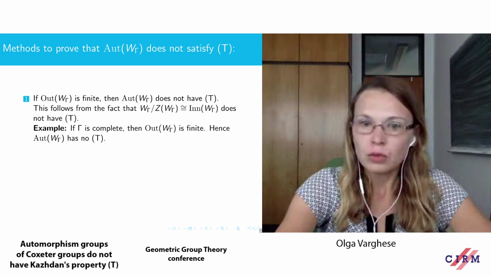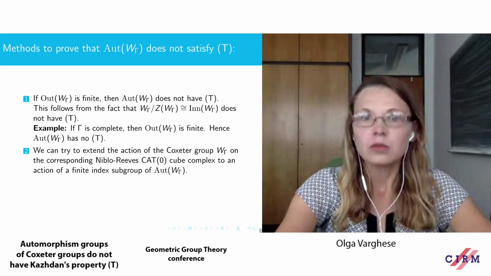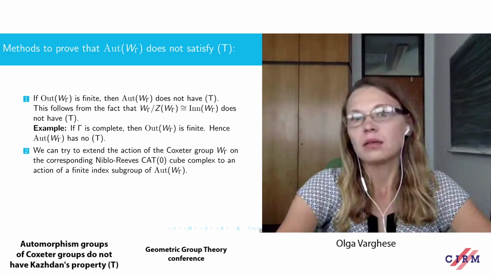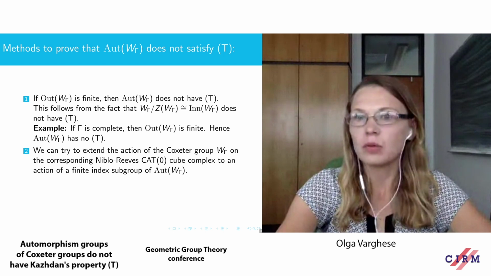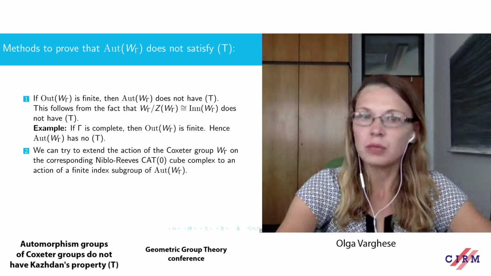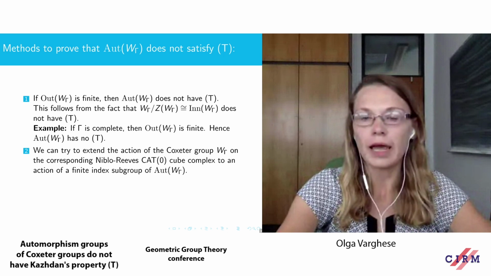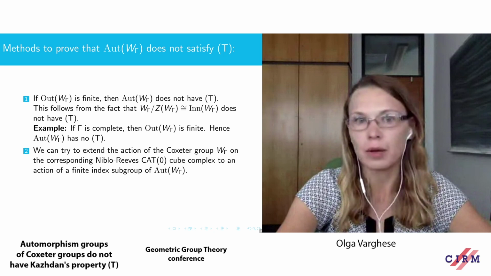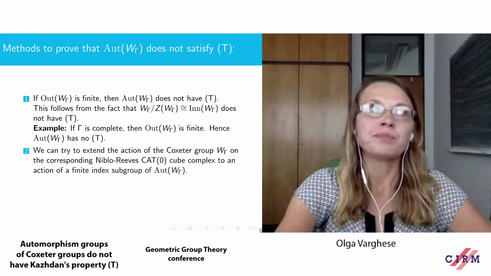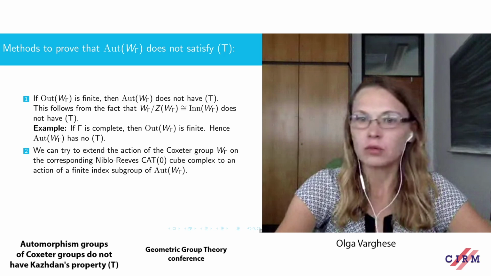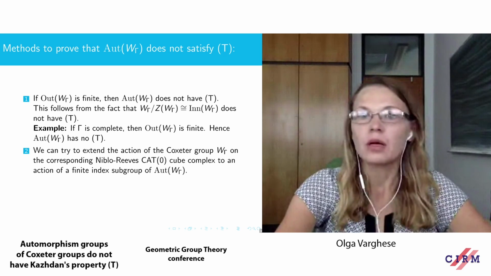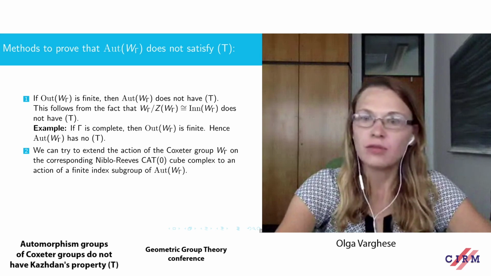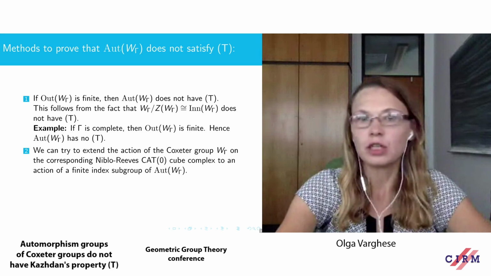So what can we do with this complex? We can try to extend the action of the Coxeter group W gamma on the corresponding Niblo-Reeves CAT(0) cube complex to an action of a finite index subgroup of Out W gamma. So for some Coxeter groups, this is doable. But for a general Coxeter group, we don't even know if the automorphism group is finitely generated or not.